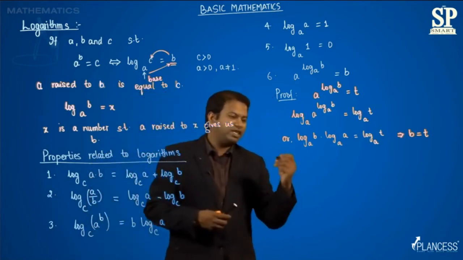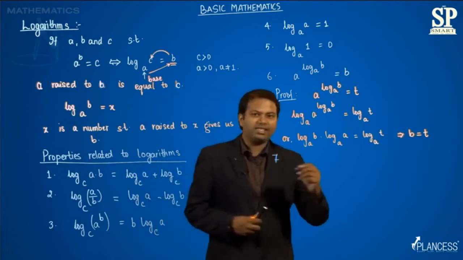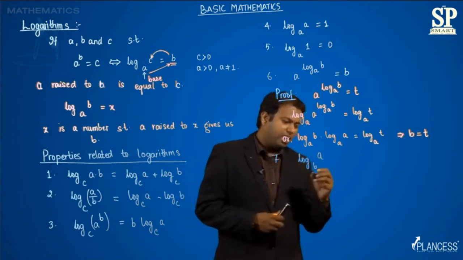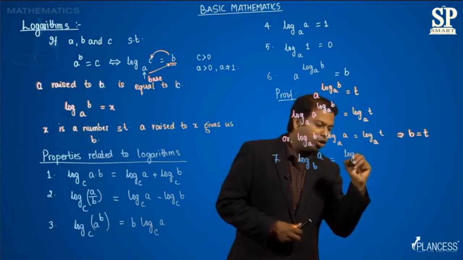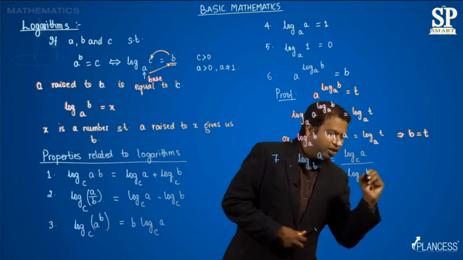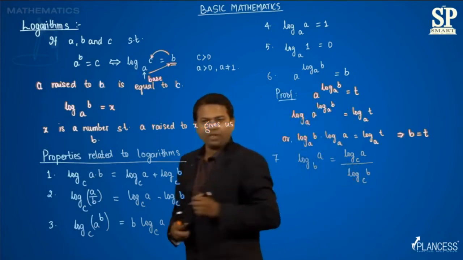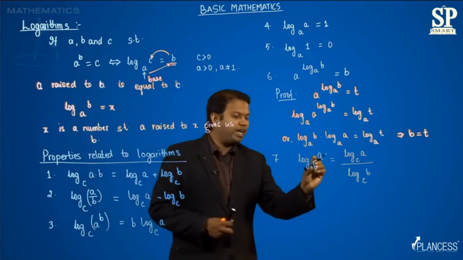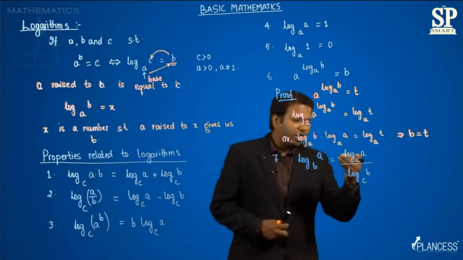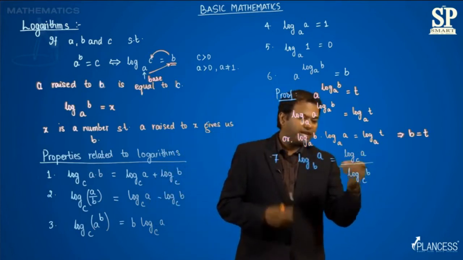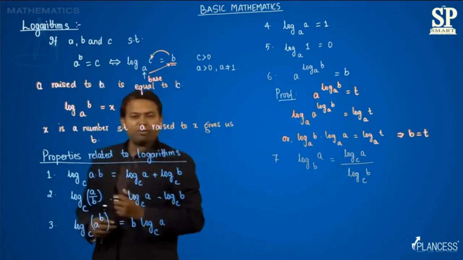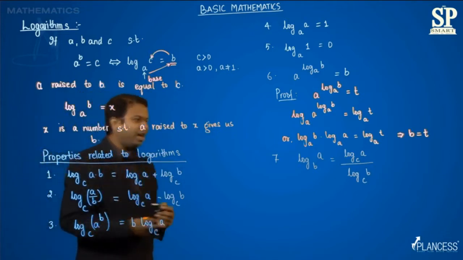Let us now quickly look at the seventh property. The seventh property says log a base b can be written as log of a to some other base c upon log of b to the same base c. So in this way, if you want to bring in some other base instead of the base which is given as, let us say, b, you can write it in the form of log of a to the base c, and you have to use the same base in the denominator where we take log of b. So these are some of the few properties related to logarithms.